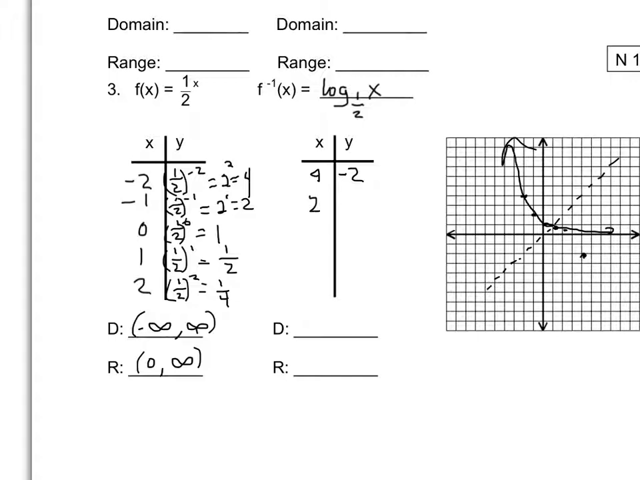When x is 2, y will be -1. So I go to 2, -1, I put that point on. When x is 1, y is 0. So that's going to have this point right here on the graph. When x is 1/2, y will be 1. So that's going to be up here somewhere. And when x is 1/4, y will be 2. So probably up here somewhere.